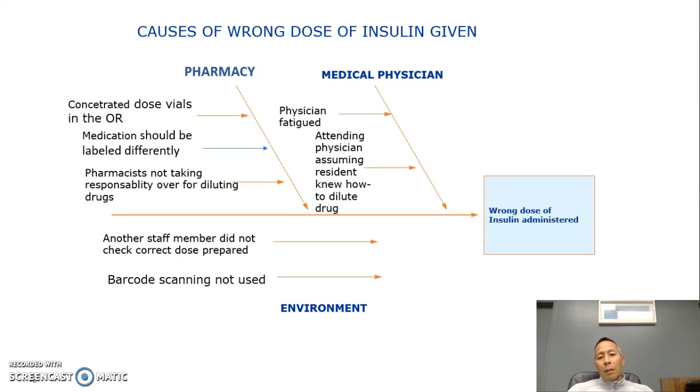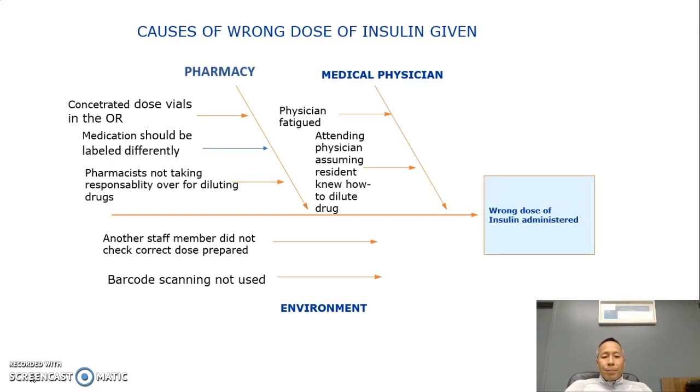Up to the right, one of the causes was the medical physician. He or she was fatigued from working too many hours. And also the attending physician just assumed that the resident physician knew what to give, or for some reason did not want to hurt the physician's feelings by asking them a potentially dumb question. But there are no dumb questions when it comes to saving lives.